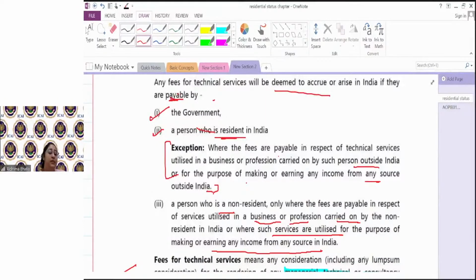Even if two non-residents are sitting outside having a meeting in a New York office, but they are discussing a project or a business which has to be started in India, then the fees paid by me to you would be taxable in India. Why? Because it is deemed to accrue or arise in India, since the purpose for which the fees is paid is to be utilized for having a business in India. Got it? These are all the examples to understand interest, royalty, and fee for technical services. Royalty और fee for technical services का treatment is exactly similar.